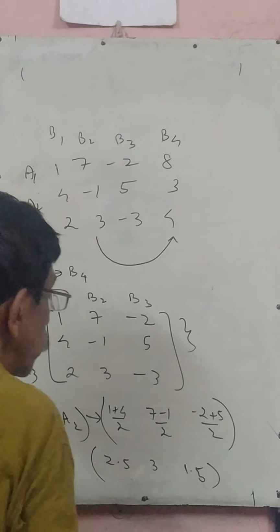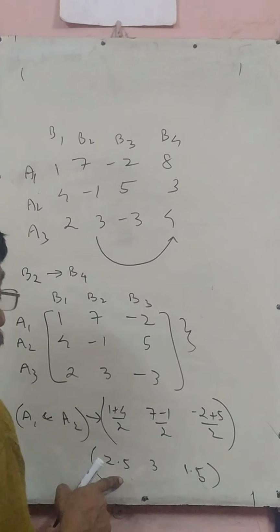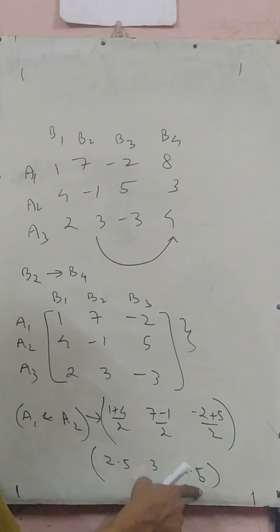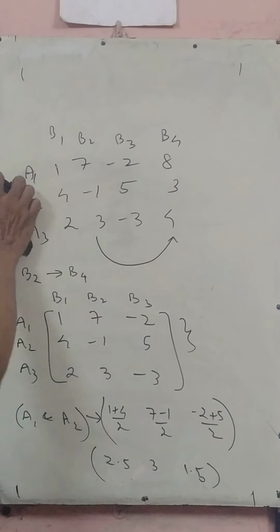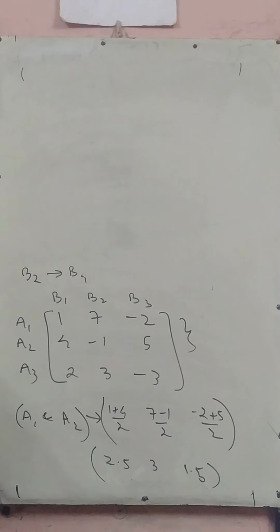Now let us compare. 2.5 is more than 2. 2.5 is the average of A1 and A2. This 2.5 is more than 2, 3 equal to 3 and 1.5 is obviously greater than minus 3. So A1 A2's combined average value is greater than that of the third row, that means A3. So we will remove A3 because now we are applying average dominance. I am telling you this can be solved another way, but I just want to show the concept of dominance.